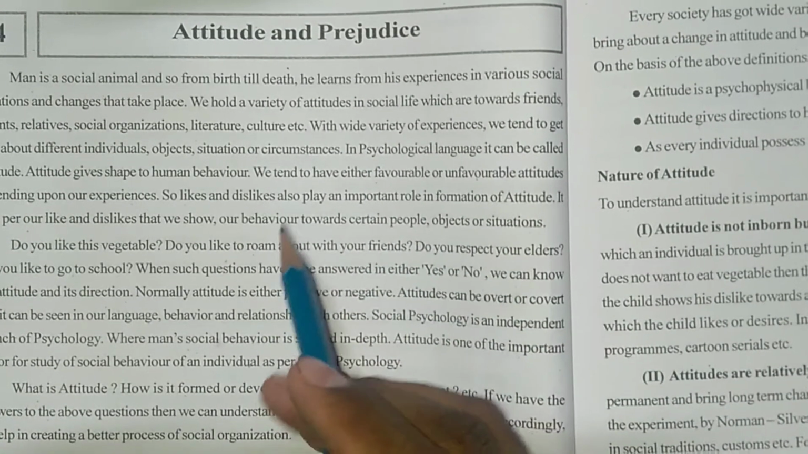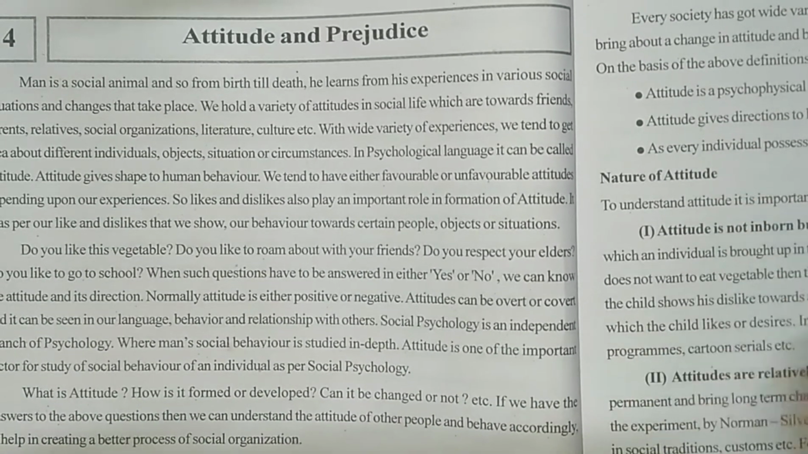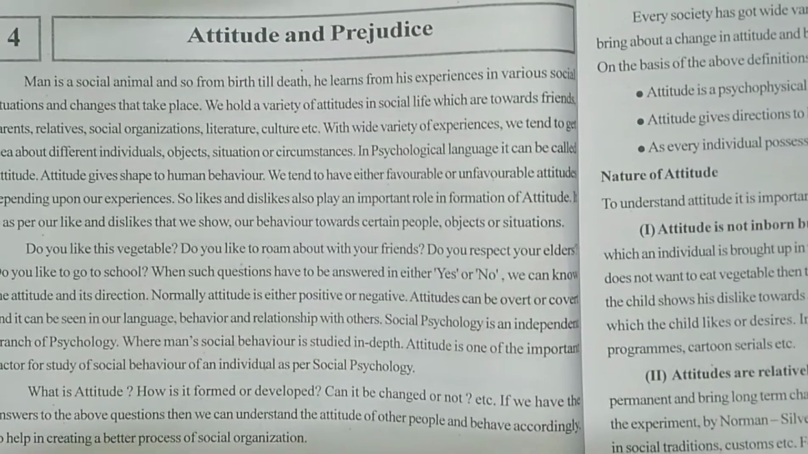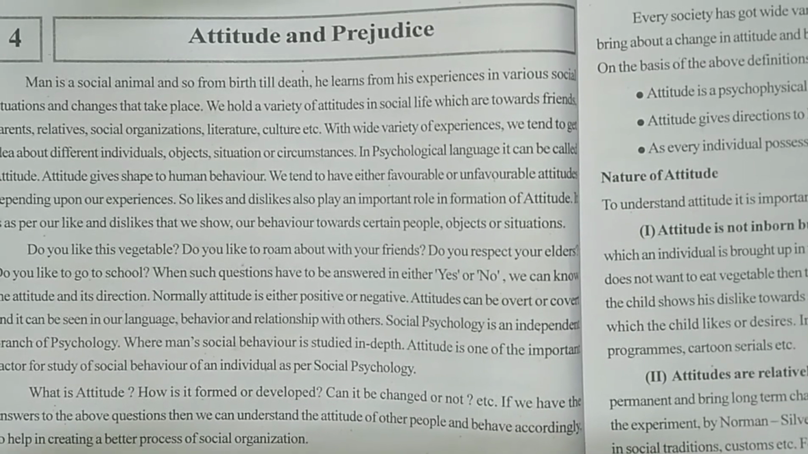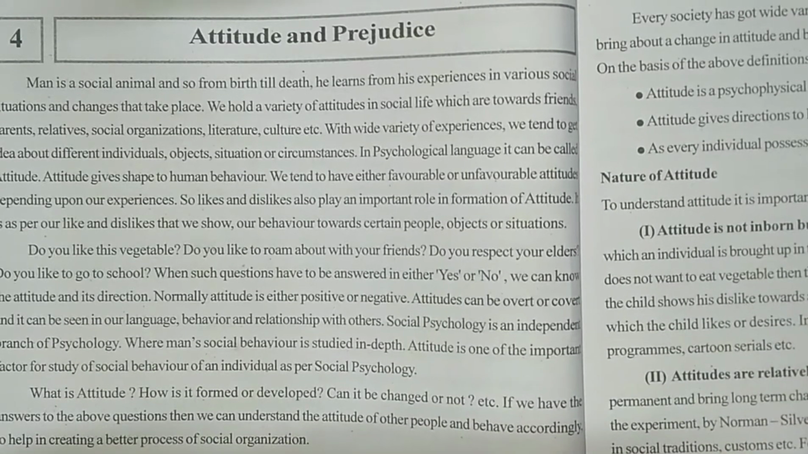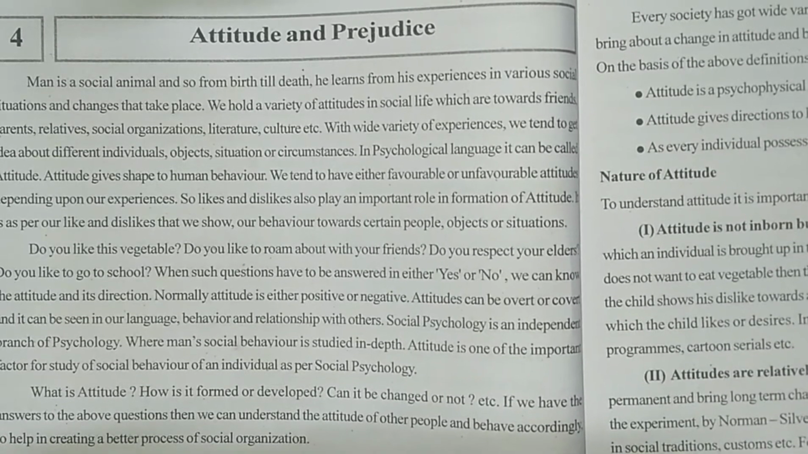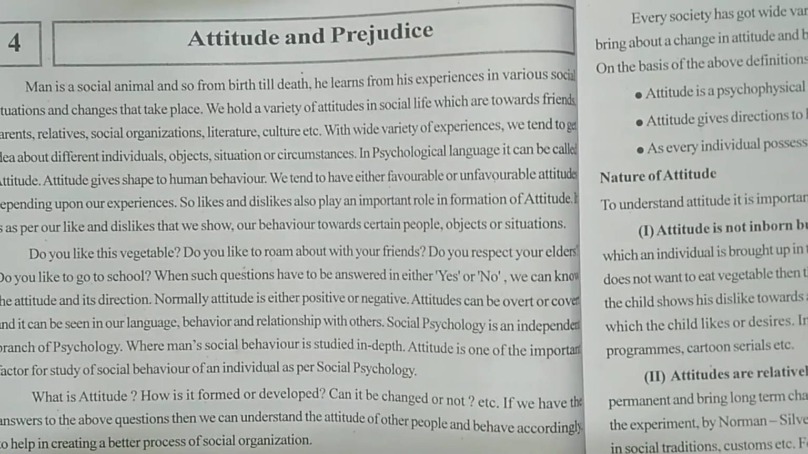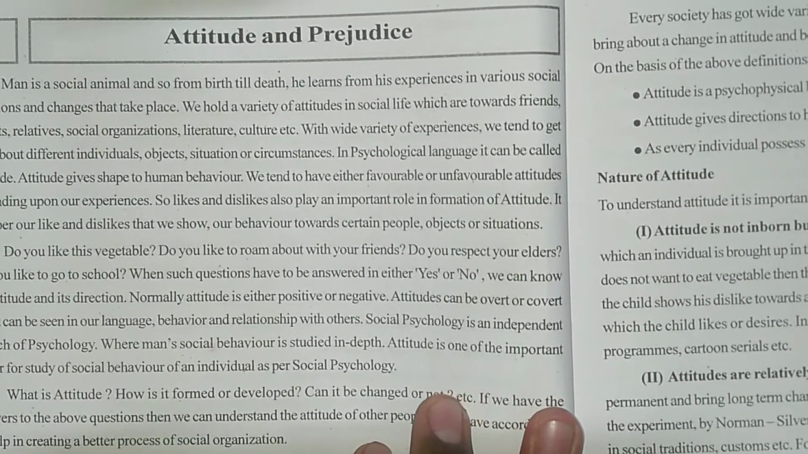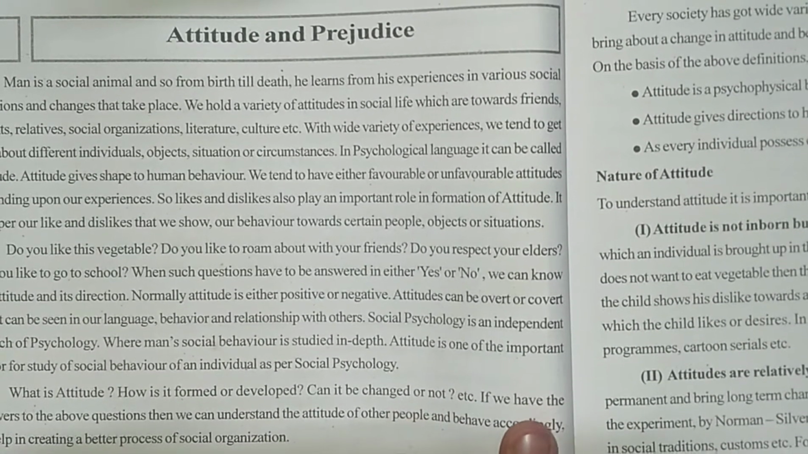It is as per our likes and dislikes that we show our behavior towards certain people, objects, or situations. So, do you like this vegetable? Do you like to roam with your friends? Do you respect your elders? Do you like to go to school? These are such questions which are answered in either yes or no. So, we can know the attitude and its direction. Normally the attitude is either positive or negative. Attitude can be overt or covert. And it can be seen in our language, behavior, and relationship with others.